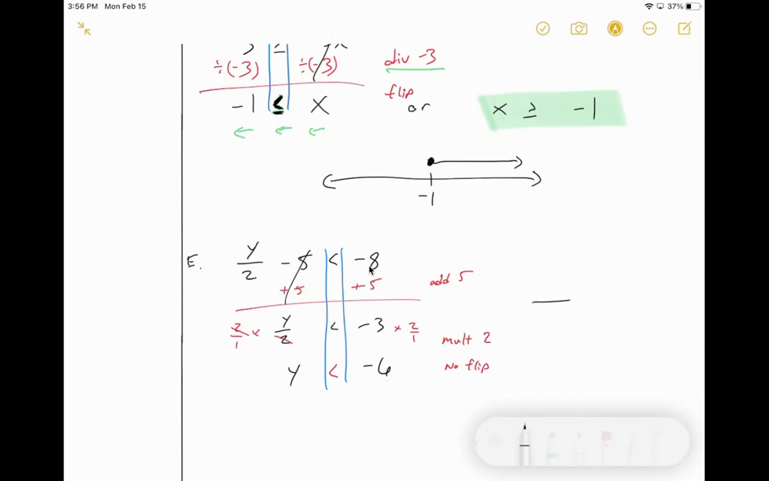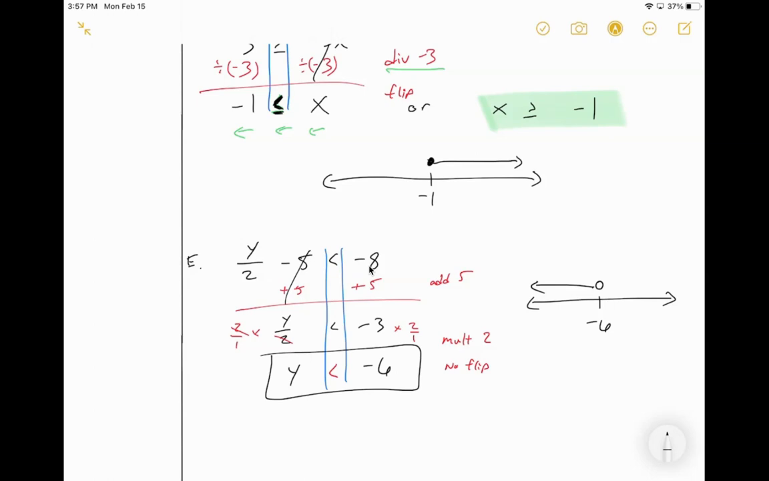When I graph it, here's negative 6. Open circle, open dot, because there's no equal to. Less than goes to the left. So again, exactly like solving equations, the two-step equations that we did in lesson 6.5. The only difference is, again, with the inequalities, do I flip or do I not flip? And just like in lesson 6.7, you flip only when you multiply or divide by a negative number. In this case, you did not, so you do not flip, okay?